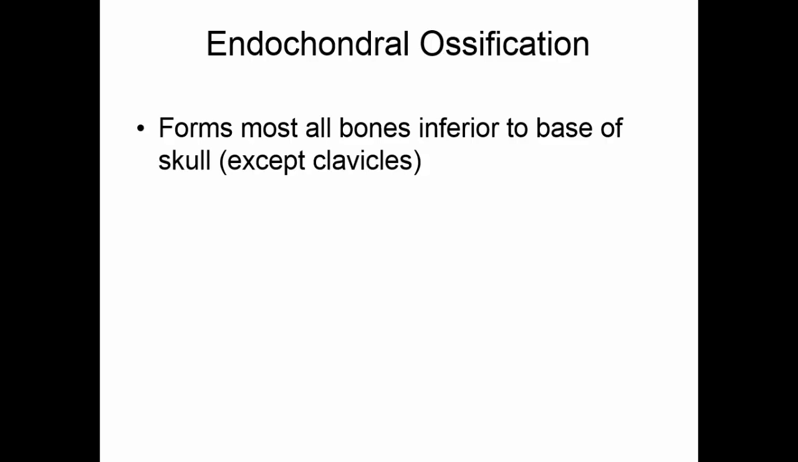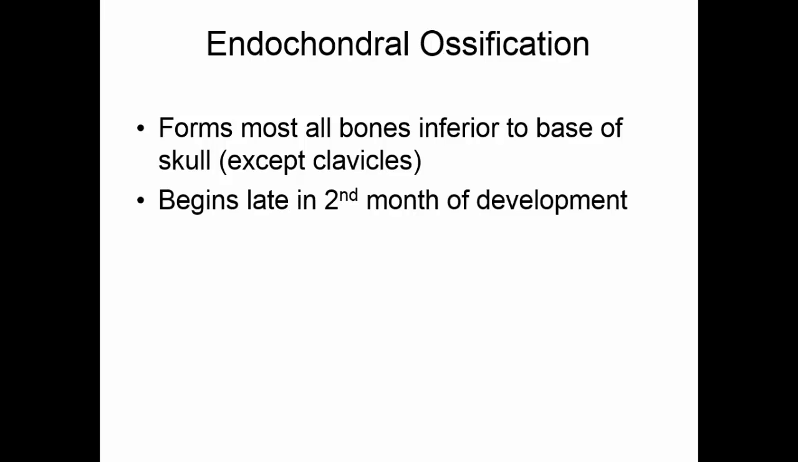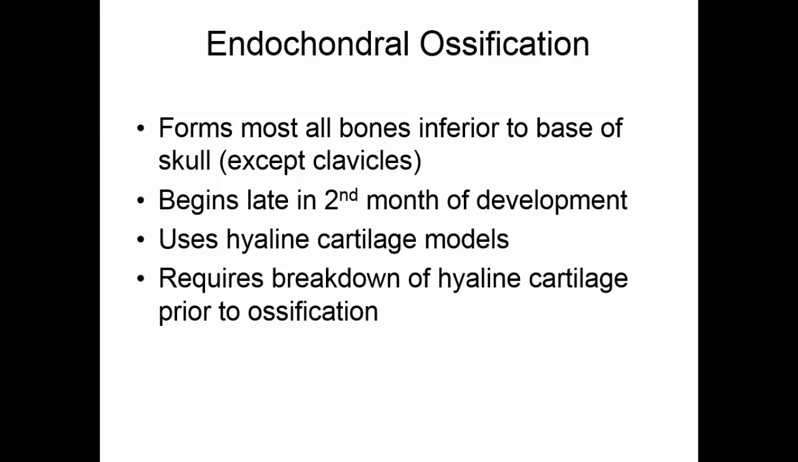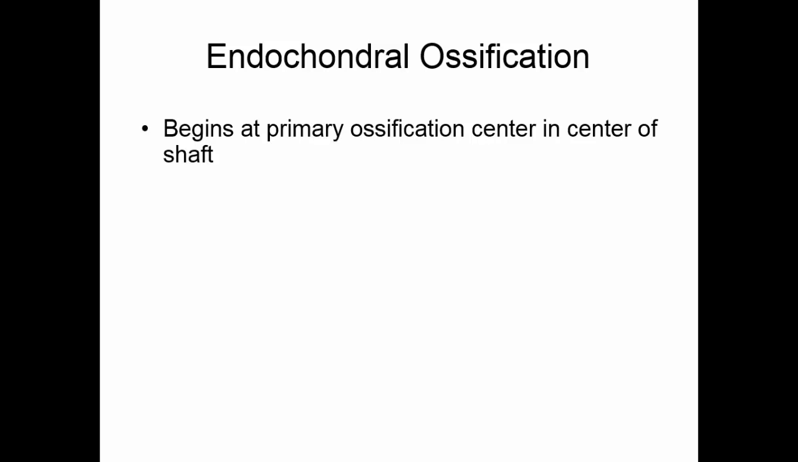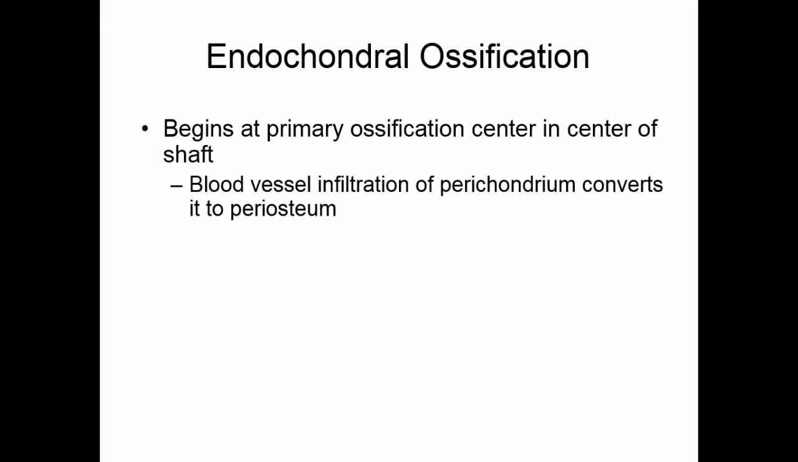Endochondral ossification forms most all of the bones inferior to the base of the skull. The exception is the clavicles. This begins late in the second month of development. The bone initially is laid down as hyaline cartilage. Then we have to break down the hyaline cartilage prior to ossification. Endochondral ossification begins at the primary ossification center in the center of the shaft. Blood vessels infiltrate the perichondrium and convert it to a periosteum, and then mesenchymal cells change into osteoblasts.